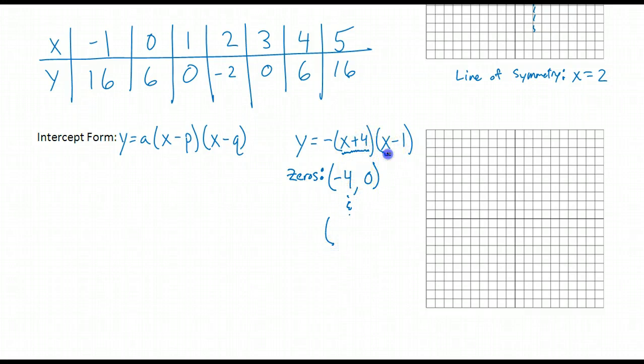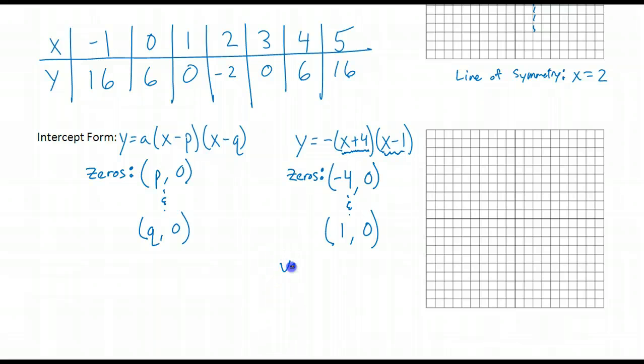And the other zero will be at 1. When x is 1, this is 0, which is going to cause everything else to be 0, so my output will be 0. In general, the zeros will be at p and q.